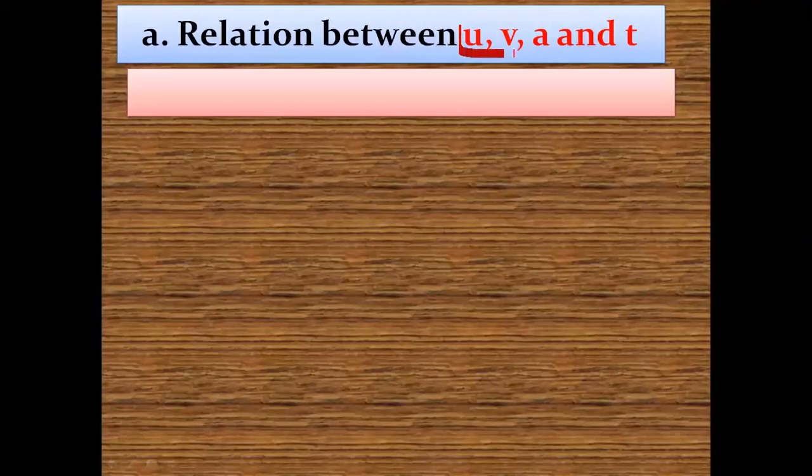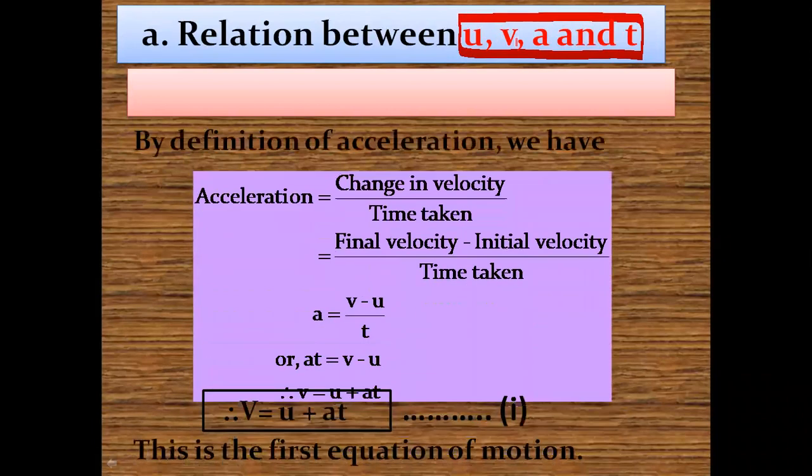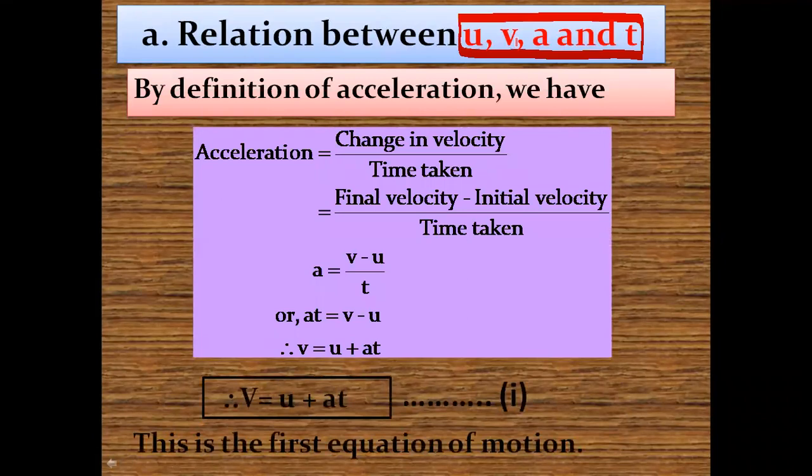First equation of motion shows the relationship between u, v, a, and t. And we derive the first equation of motion from the definition of acceleration. We know the definition of acceleration is the rate of change of velocity per unit time, that is change in velocity by time taken. We calculate the change in velocity by subtracting the initial velocity from the final velocity, and when we divide that by time taken, that gives the acceleration.